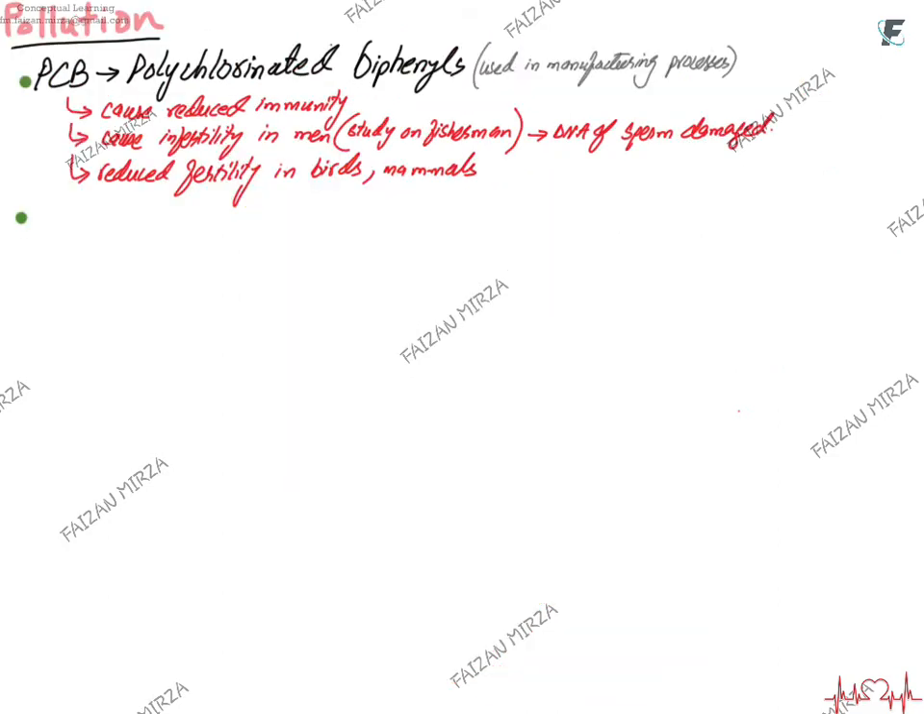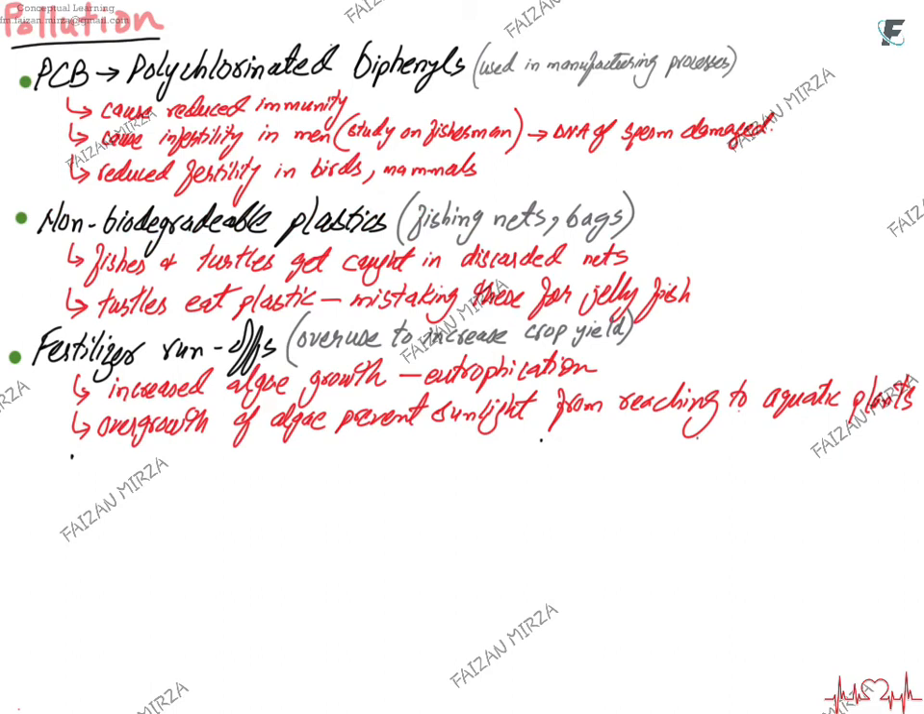Then pollution. Human activities have caused a lot of pollution to accumulate. We discussed PCBs. PCBs are polychlorinated biphenyls. They are used in manufacturing processes, and they cause reduced immunity because they go into water. They cause DNA damage in birds and mammals, as well as in fishermen who go in the water, whose sperm is found to be damaged because PCB caused DNA damage. So this caused reduced immunity and reduced fertility in mammals exposed to water where PCB is present.